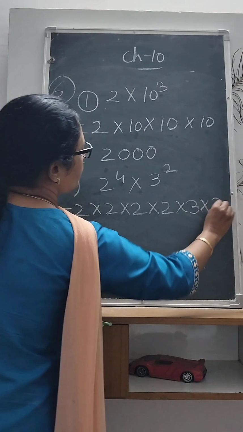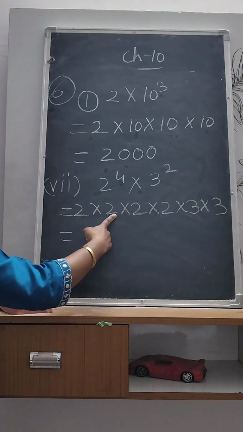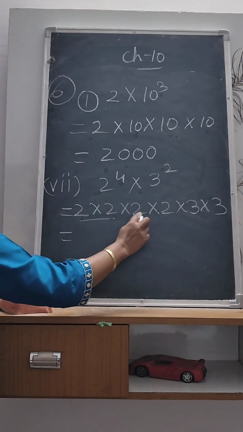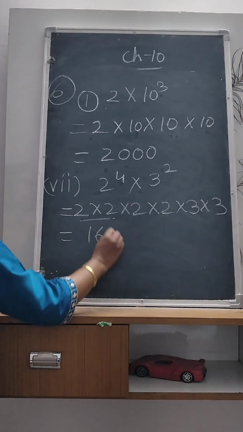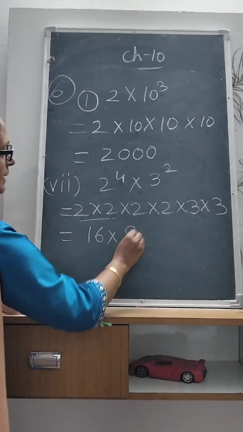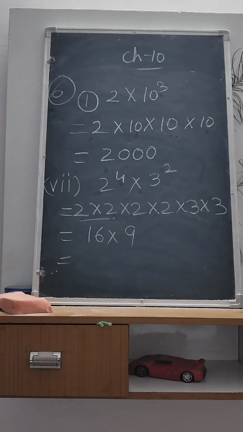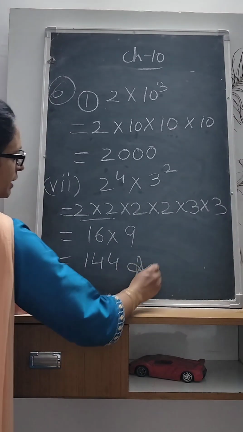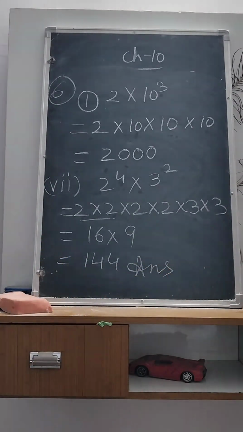2 times. So it means 2 into 2 is 4. Now 4 into 2 is 8. 8 into 2 is 16. 3 into 3 is 9. Now 16 into 9 is 144. So we got the answer. Okay? Now students, in the same way you can solve the other sums also. Now let us move to question number 7.